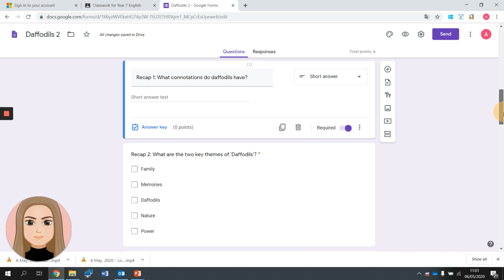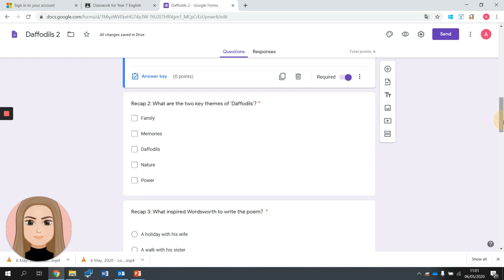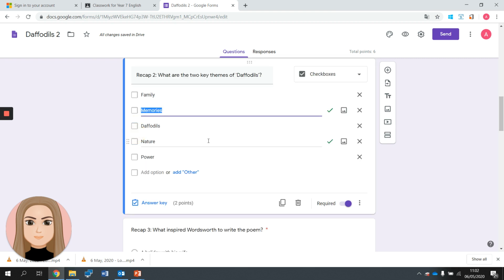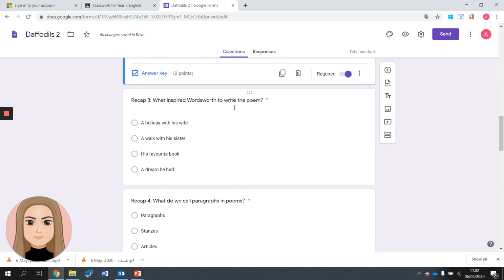So well done. Recap number two. What are the two key themes of Daffodils, the poem? Family, memories, daffodils, nature, or power. Now, yesterday we looked at the theme of memories and the theme of nature. So those are the two correct answers in that box. Well done.